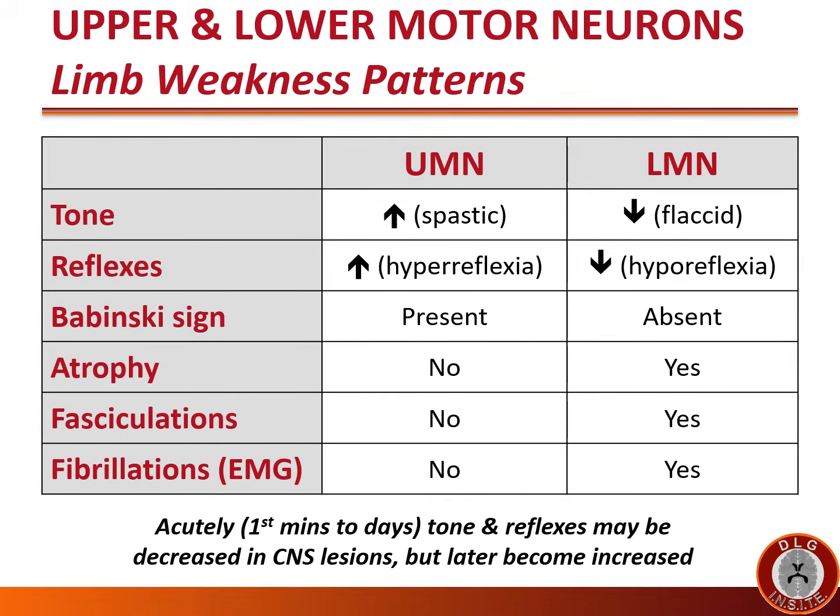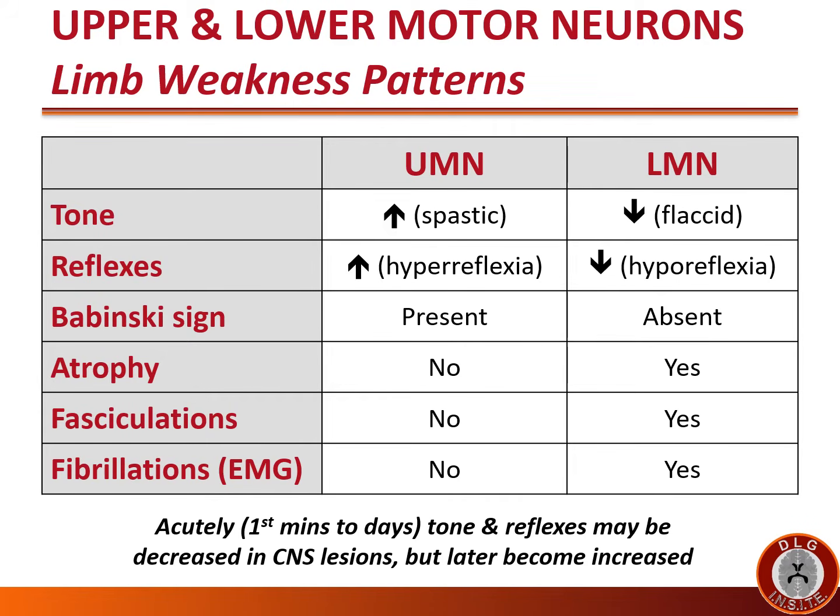The limb weakness patterns are different for upper and lower motor neuron deficits. Upper motor neuron lesions result in increased tone or spasticity, increased reflexes, hyperreflexia, and a Babinski sign. The lower motor neuron lesions lead to decreased tone or flaccidity, decreased reflexes or hyporeflexia, and an absent Babinski sign.